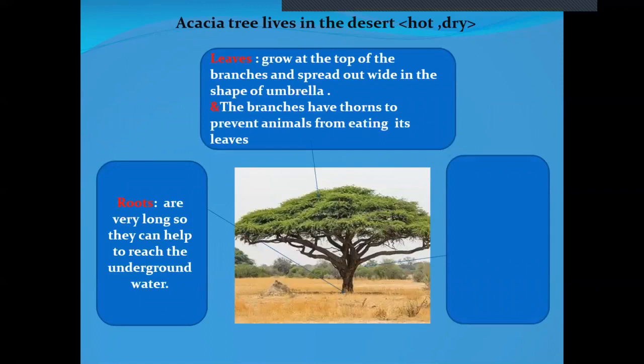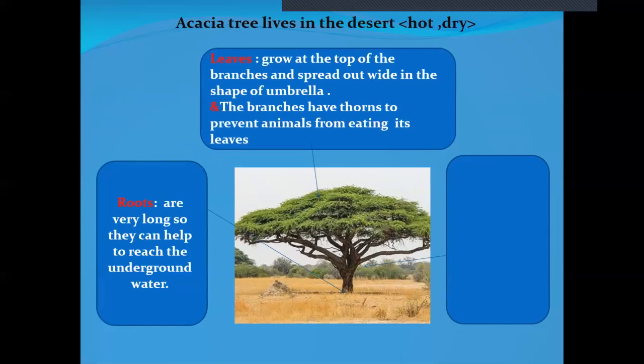Acacia tree grows in desert habitat, where there is a shortage of water. Okay. But acacia tree has many traits which help it to survive in the desert, like leaves that grow at the bottom of the branches and spread out in the shape of an umbrella.